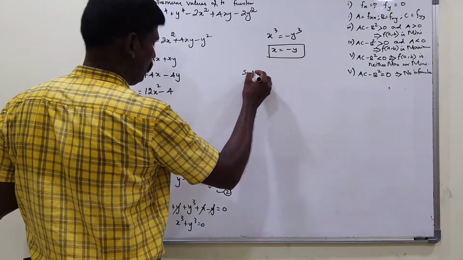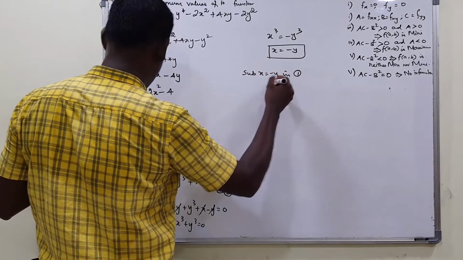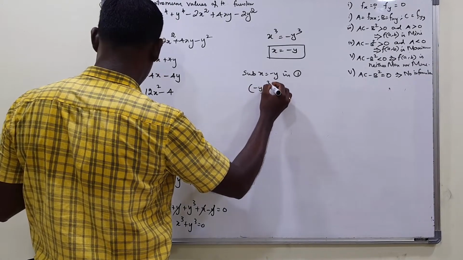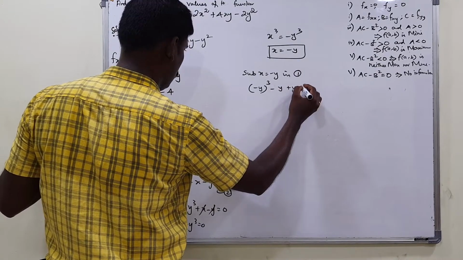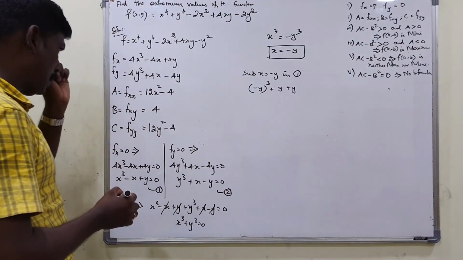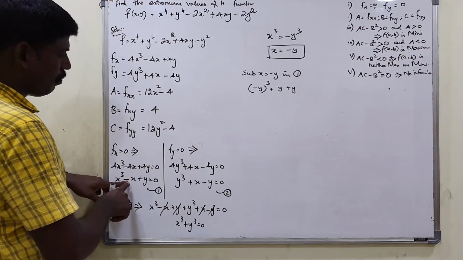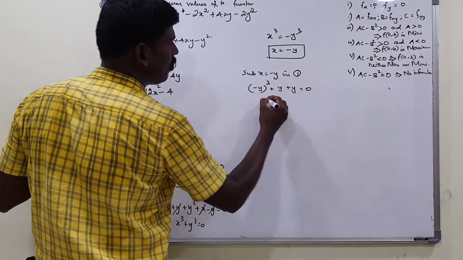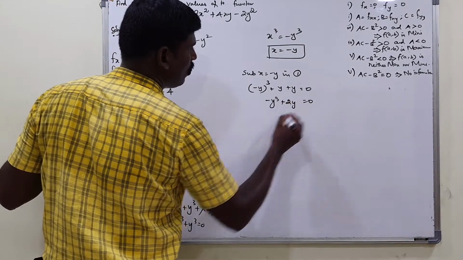Substitute x equal to minus y in 1. What you will get? Minus y the whole cube minus y plus y. This becomes plus y, isn't it? x equal to minus y. So minus y cube minus of minus y, it becomes plus y equal to 0. Right? So minus y cube plus 2y equal to 0, isn't it?